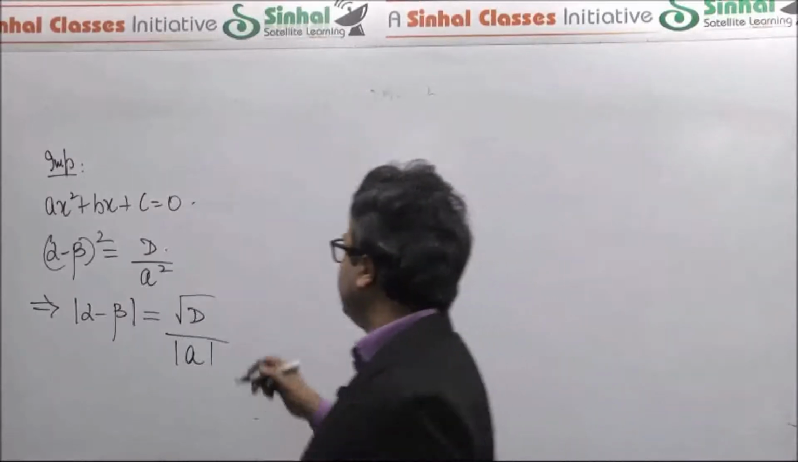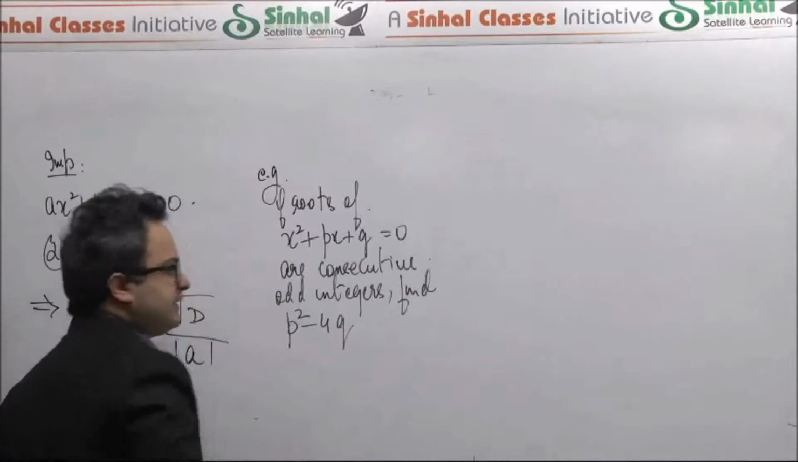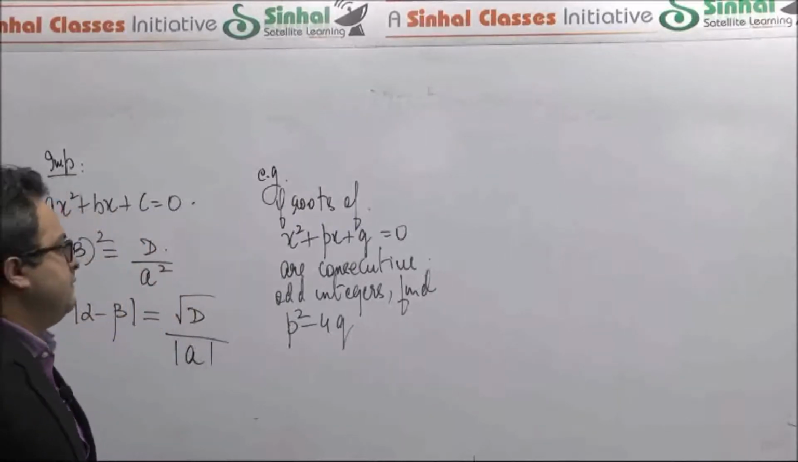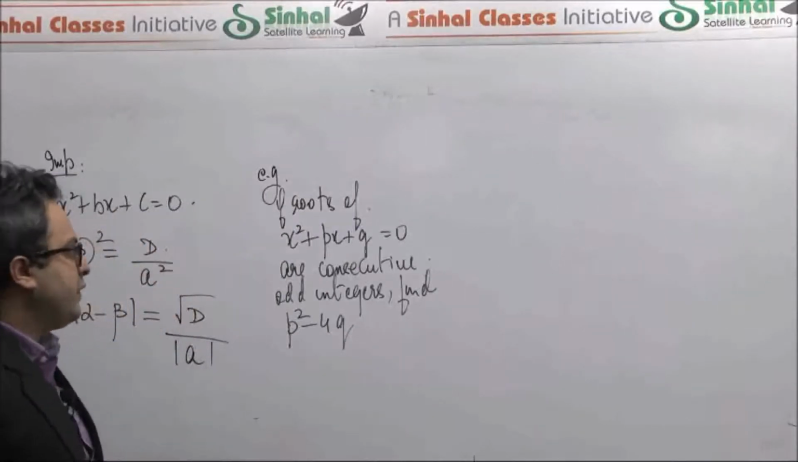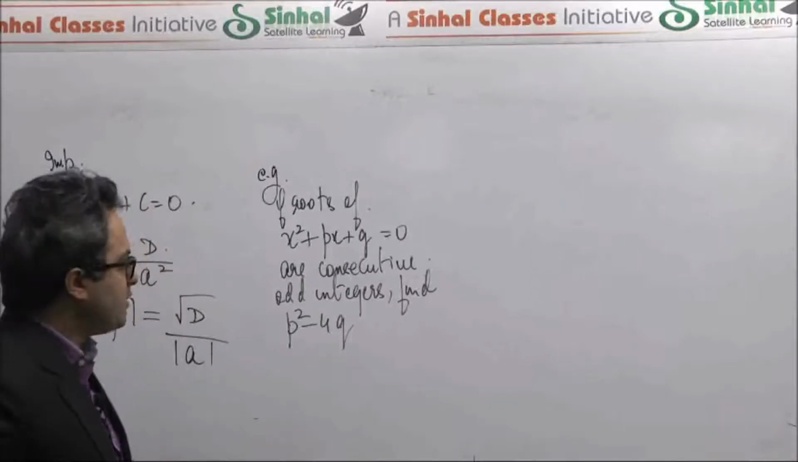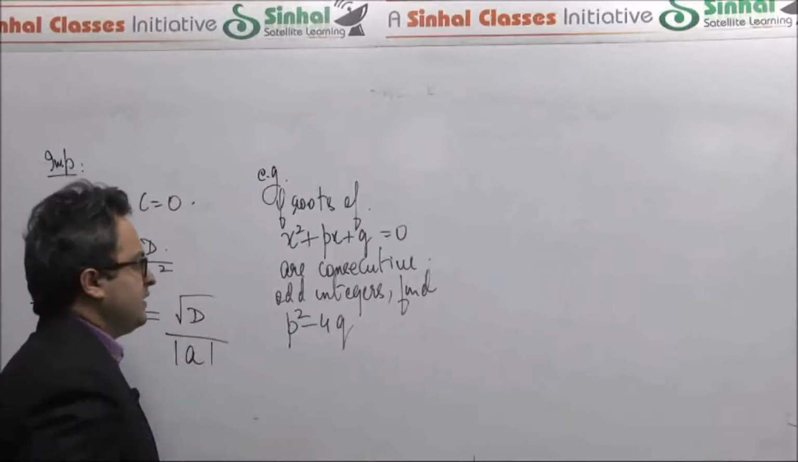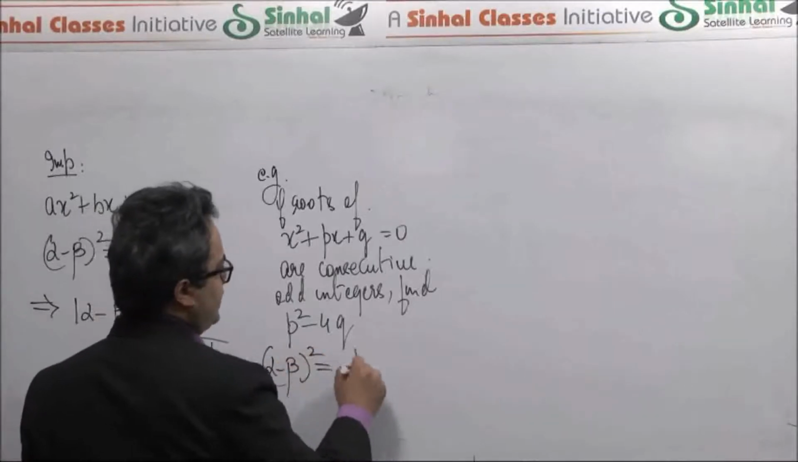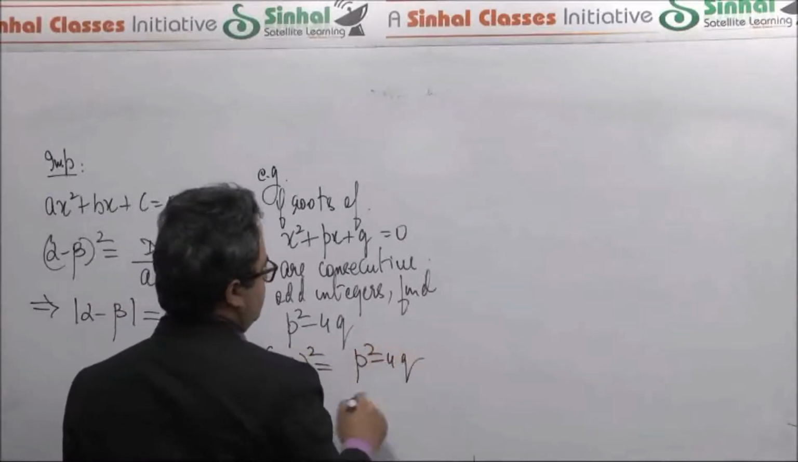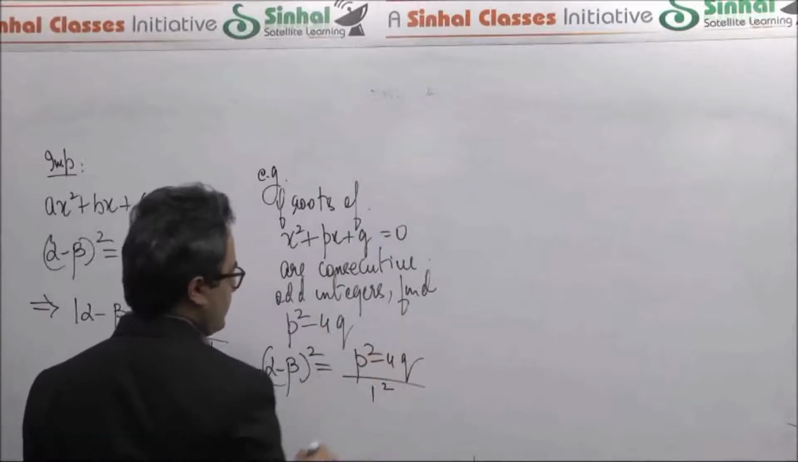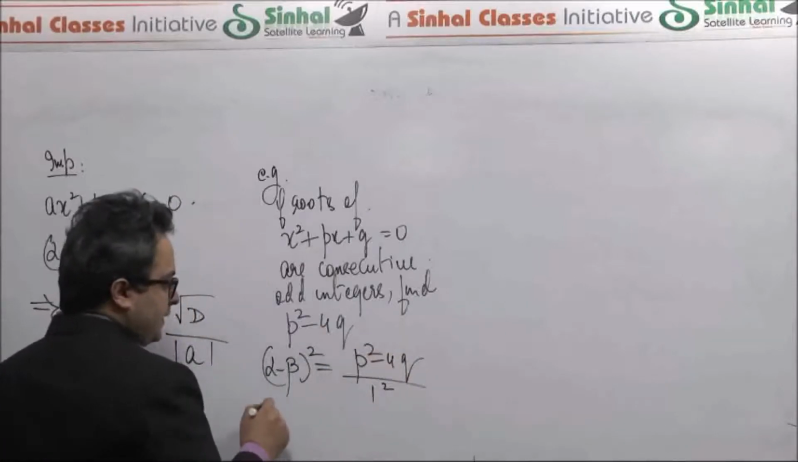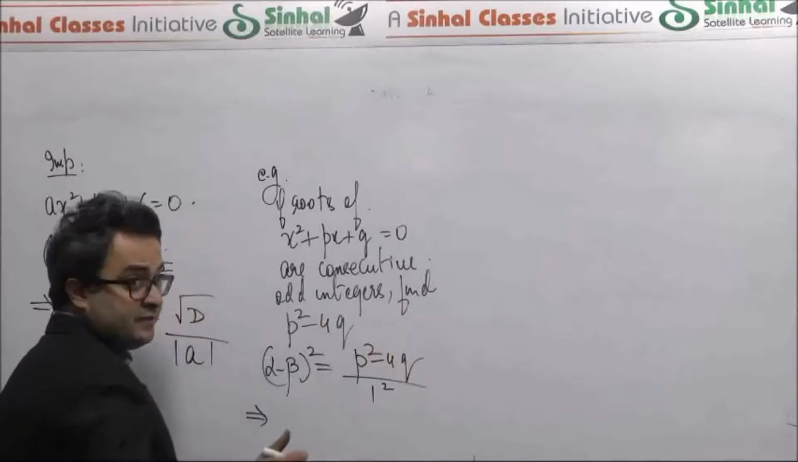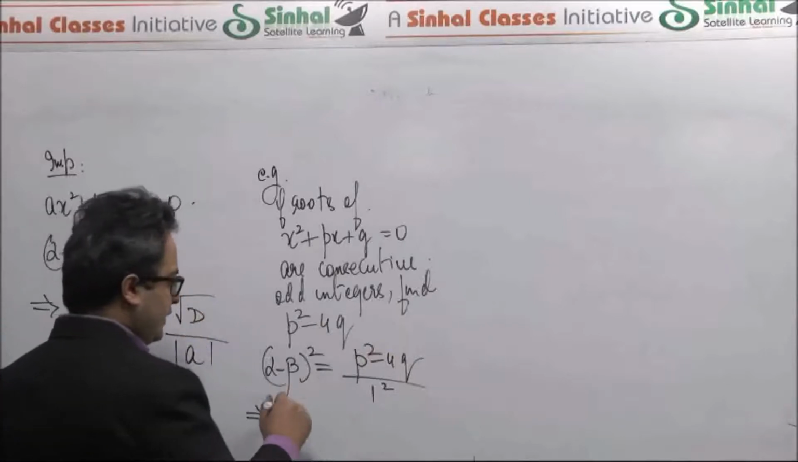So as a simple example, this is a problem that we have an equation x square plus bx plus q equal to 0 and its roots happen to be two consecutive odd integers. So then I can simply say that (alpha minus beta) square will again be (b square minus 4q) discriminant upon a square. But since alpha and beta are two consecutive integers, the magnitude of the difference is 2 and its square becomes 4.